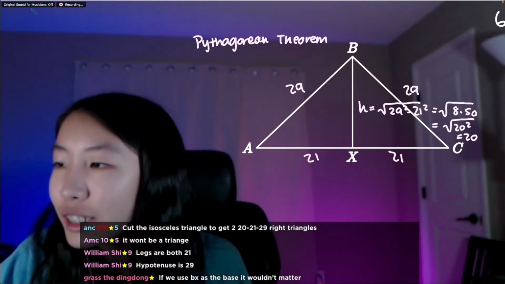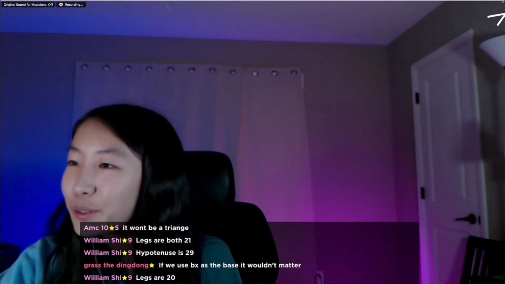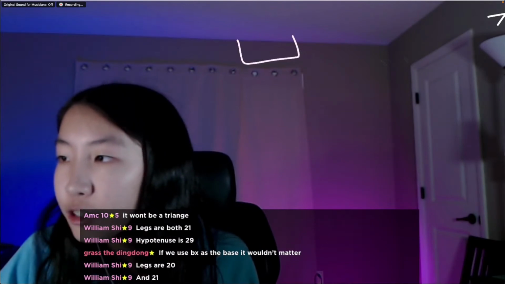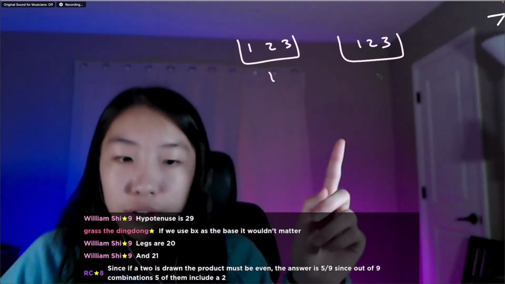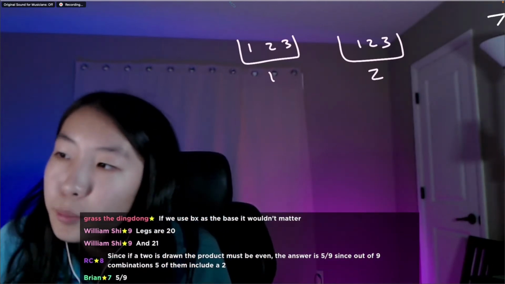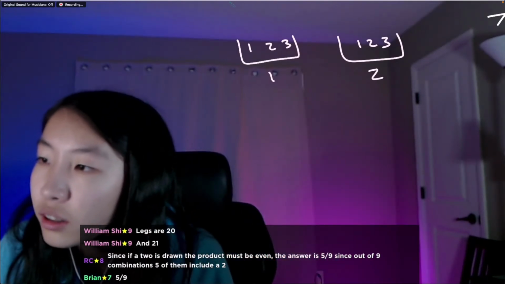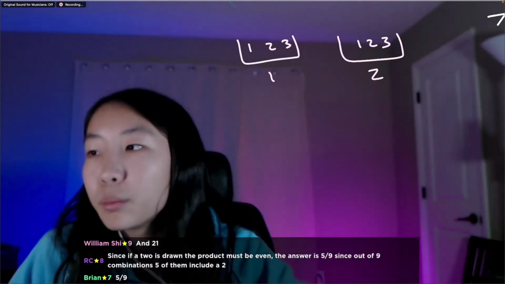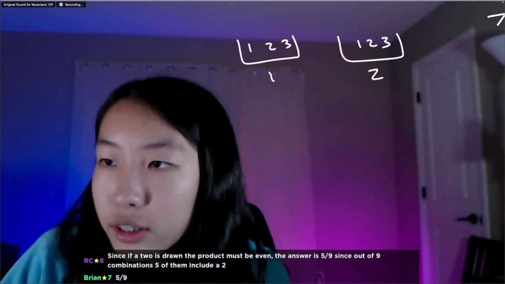But next, let's go to problem number 7, which looks like a probability question. So we have 2 boxes, and each of them has the chips 1, 2, and 3. This is box number 1, this is box number 2. A chip is randomly drawn from each box, one from this box and one from this box. The numbers on the 2 chips are multiplied. So if we got a 1 here and a 1 here, we multiply them to get 1. We're looking for the probability that their product is going to be even.